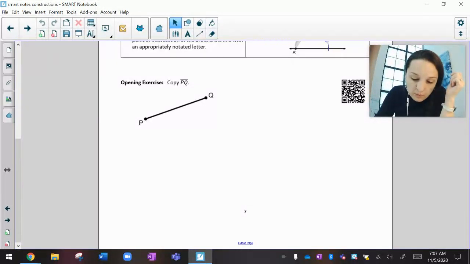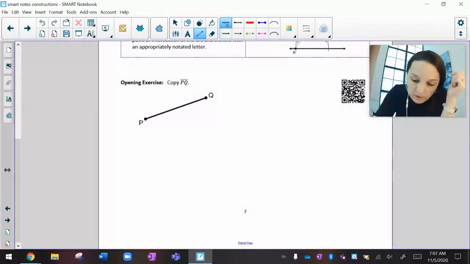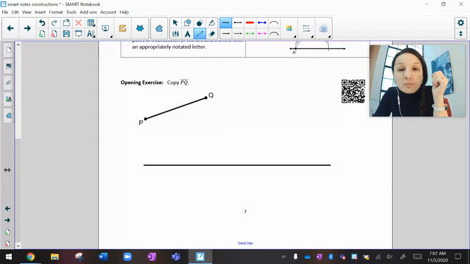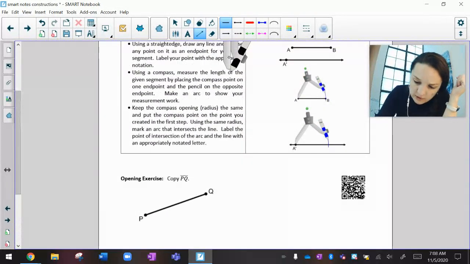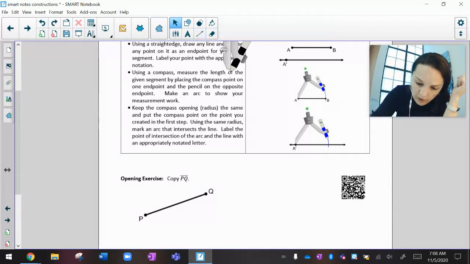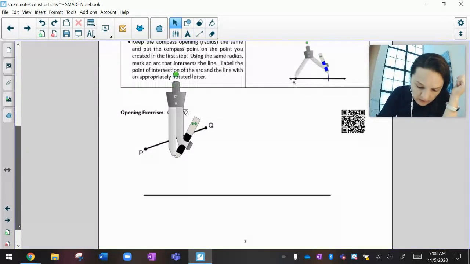So what we do to copy a segment construction-wise is we use our compass as a measurement tool. So if you look down at the bottom of the page, it says copy PQ. So the first thing I want you to do is draw a line that's longer than PQ. So take your ruler, draw a line that's longer than PQ. And then I want you to grab your compass. I will grab my compass and bring it down here.